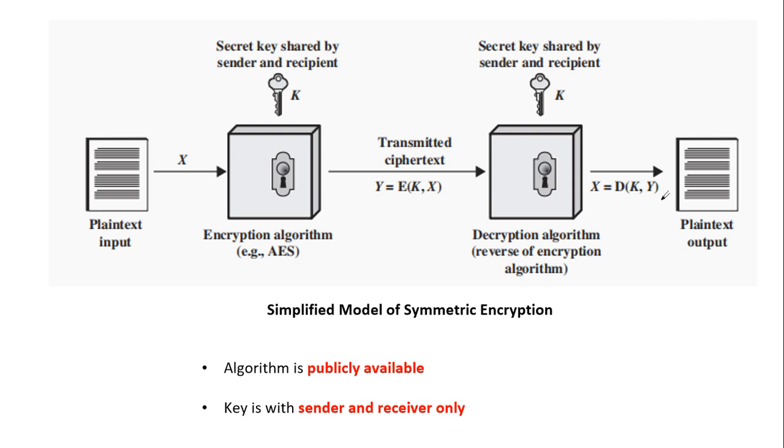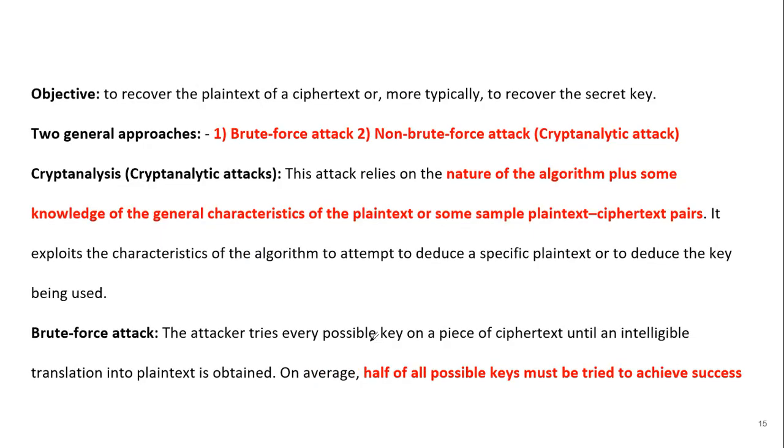This is the diagram for symmetric key encryption, where the key is shared between the sender and receiver. So this key is shared between both parties. The encryption algorithm takes the two parameters, K comma X, and by applying the encryption function we get Y, and at the receiver side it uses the decryption function, in which again K is there and Y, and it will give the X. The algorithm is publicly available according to Kerckhoff's principle, and the key is shared between the sender and receiver.